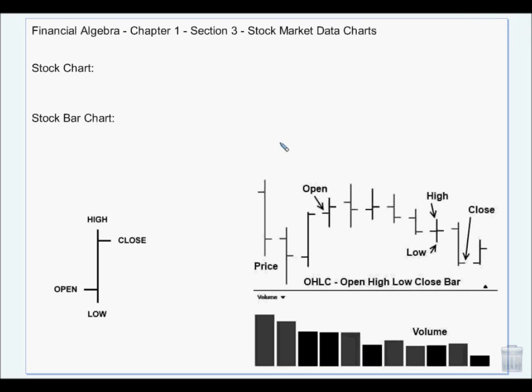When they present stock market data on financial websites, they don't always list it in columns like spreadsheets in the paper, but sometimes they do these charts. A stock chart is basically a graphical presentation of stock data. This is a stock bar chart, and this is one of the most common.